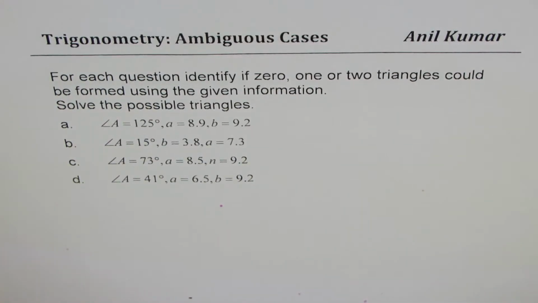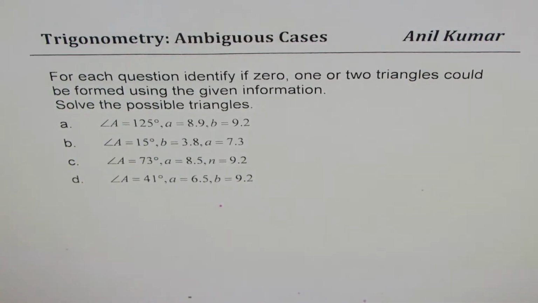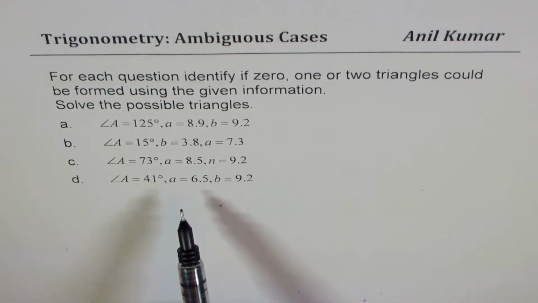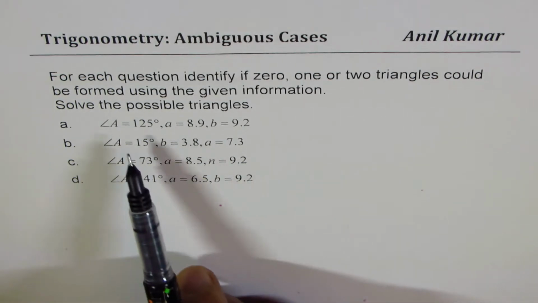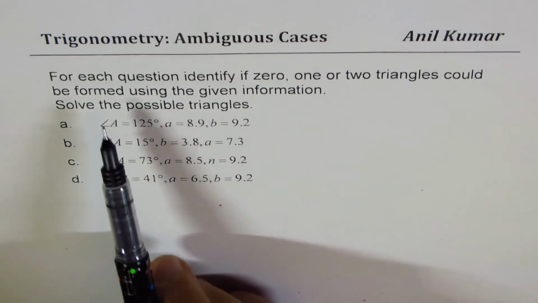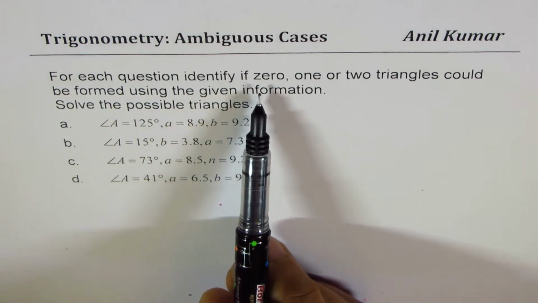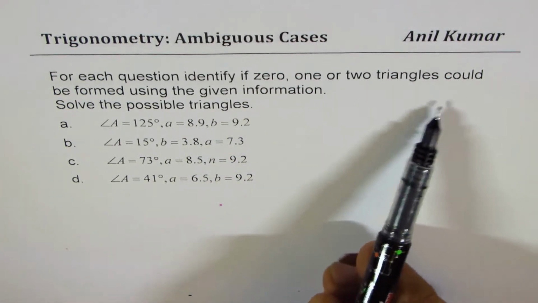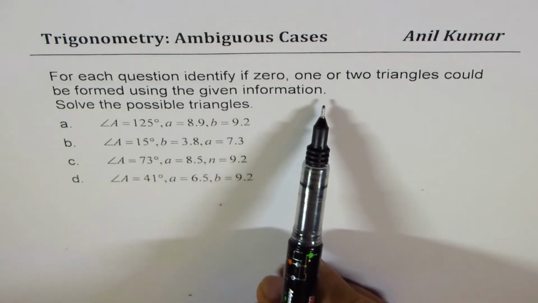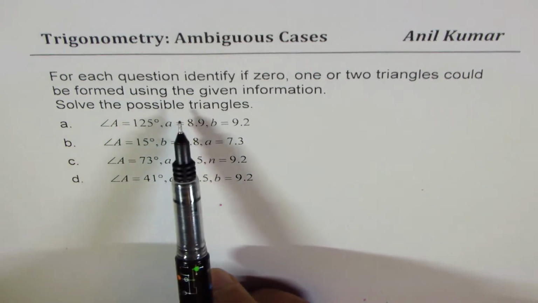I'm Anil Kumar. In this particular video, we are looking into the number of triangles which can be formed from given information. The question here is, for each question, identify if 0, 1 or 2 triangles could be formed using the given information. Solve the possible triangles.